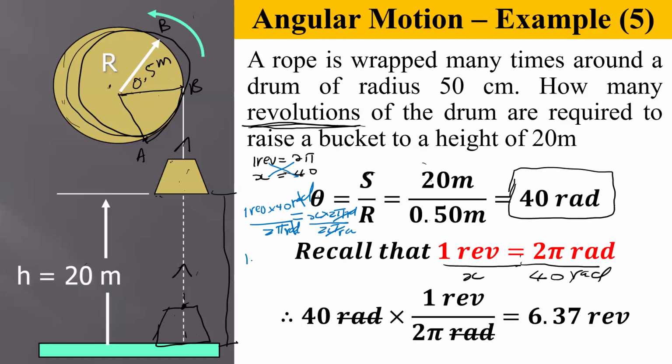So you're left with 1 rev times 40 upon 2 pi, and that will be equal to x. So 2 into that goes 1, and into 40 goes 20. So it's 20 divided by 3.142, and you're left with rev. So x is going to be equal to 20 divided by pi, times 1 rev.